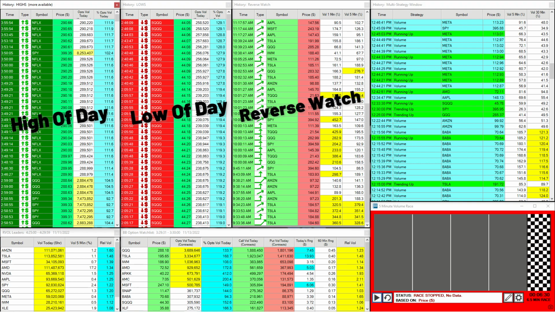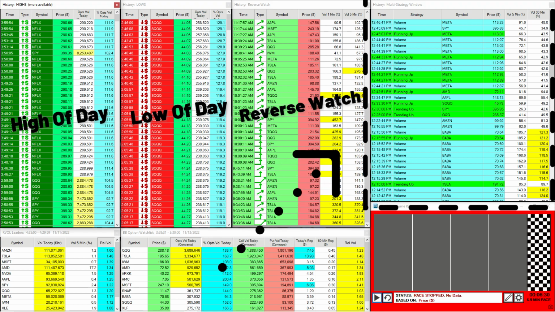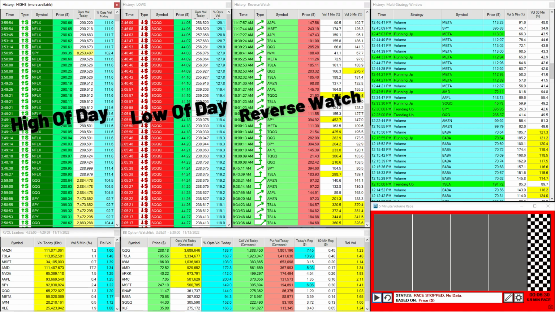In the top right-hand corner, we have the multi-strategy window. It's exactly that. There's multiple strategies built into this one alert that's going to give us a description to each one of those alerts as they come in. We have volume alerts, we have bounce watch alerts, we have trending down alerts, and many more. So look for the description next to the alert in live time to see exactly what the alert is when given.